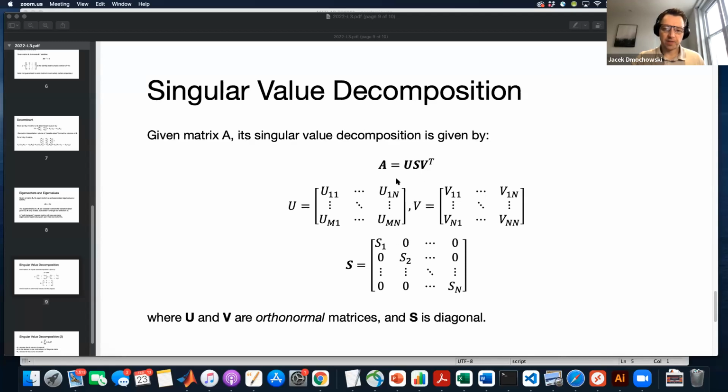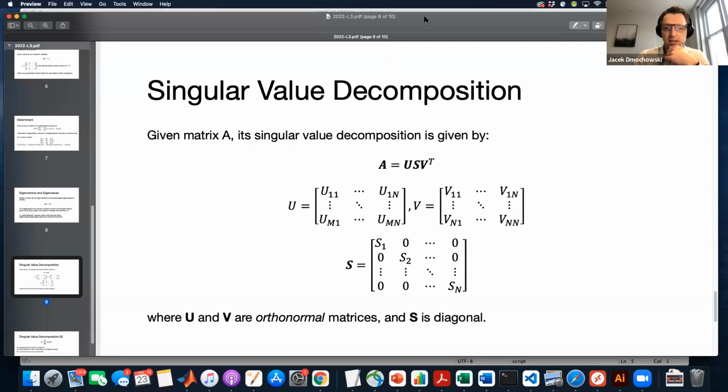So S is diagonal. U and V are not diagonal, but they are orthonormal. So orthonormality consists of two properties. The first one is that the length of all the column vectors is equal to 1. So here we go. Orthonormality means that the length of every column of the U matrix and every column of the V matrix is equal to 1.